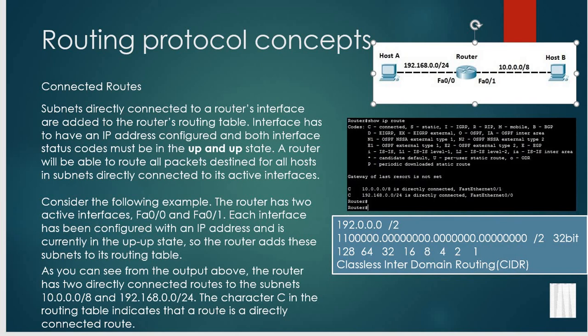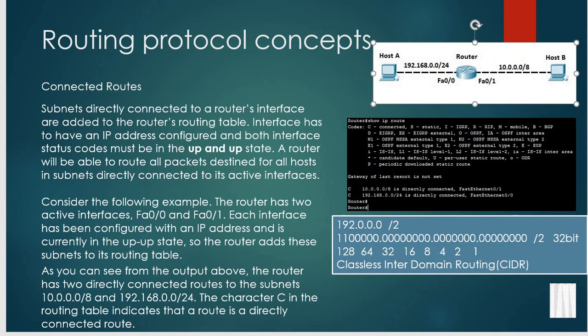A subnet directly connected to a router's interface is added to the router's routing table. The interface has to have an IP address configured, and both interface status and line protocol code must be in the up and up state. Routers will then be able to route all packets destined to all hosts in the subnet directly connected to its active interface.